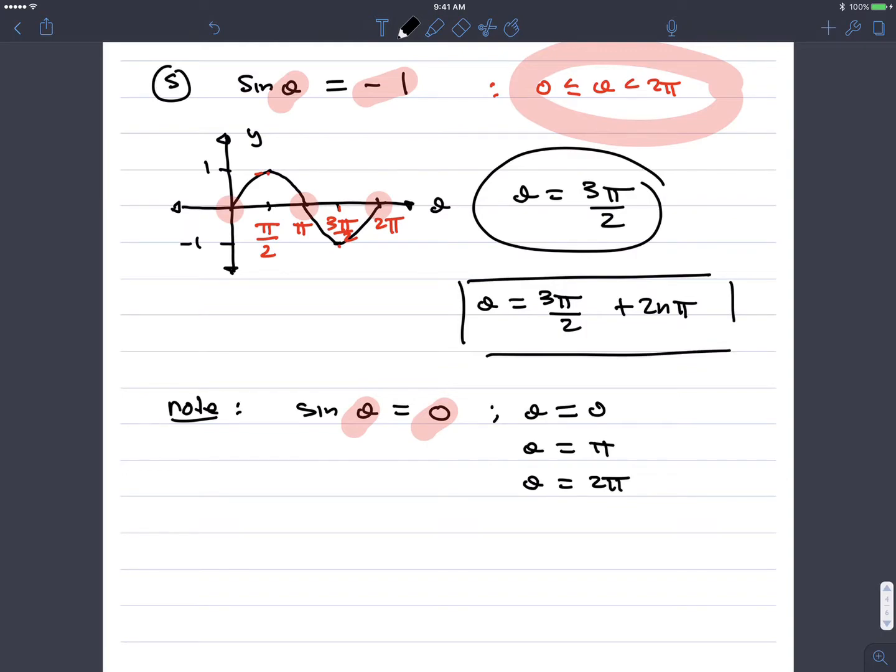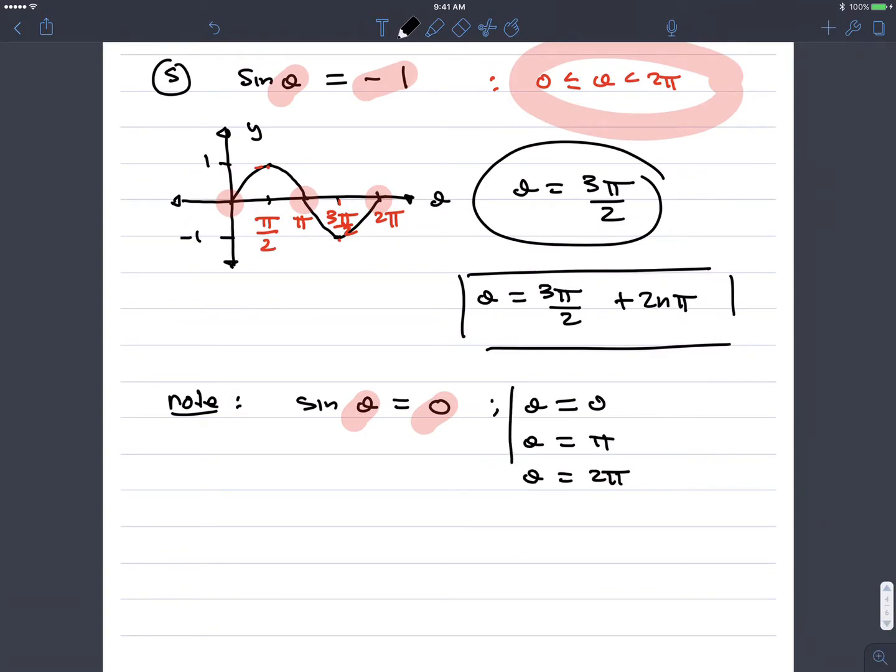So depending on the interval they give you, that's going to dictate the answer that you provide. Okay? This has maybe 3 or 2 solutions depending on the interval and the restriction. It is 0, it is pi, and it is 2 pi. Notice these are also the intercepts, right? The x-intercepts or the theta intercepts. These are the intercepts, and that's important to know.